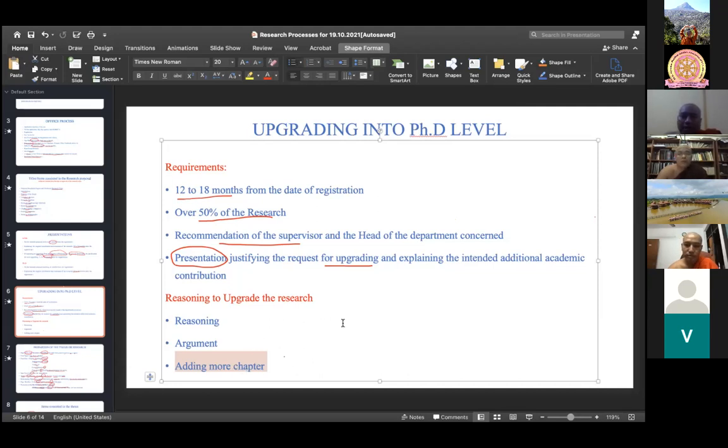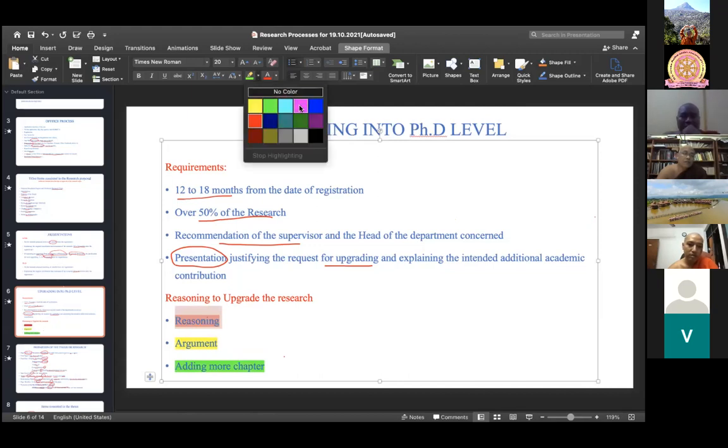Therefore, according to strength, the first one is the reason that your research should be upgraded. This one is strong. Another one is argument. About the argument, for example, in your area one scholar said this and this, but according to my research experience, it seems not correct like that. You can choose this to upgrade your research to which level. The last one is adding more chapters. This one is the last and seems weaker.